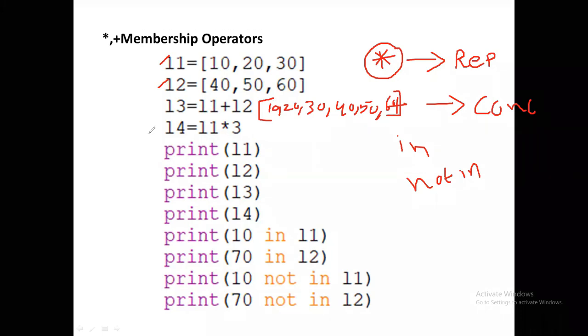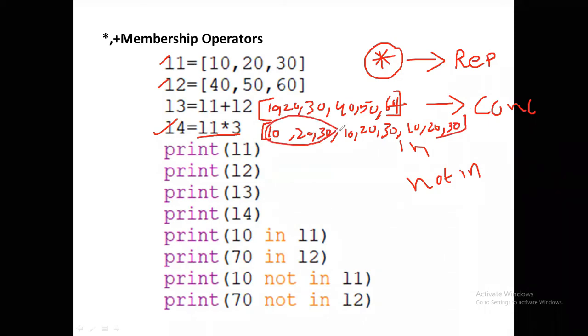Now what is the result for L4? L1 into 3. Now it stores 10, 20, 30 three times. So this is the repetition operator. It repeats 3 times. If we print L1, this is the output: 10, 20, 30. L2 outputs 40, 50, 60. Print L3 gives 10, 20, 30, 40, 50, 60. Print L4 prints 10, 20, 30, 10, 20, 30 and 10, 20, 30.